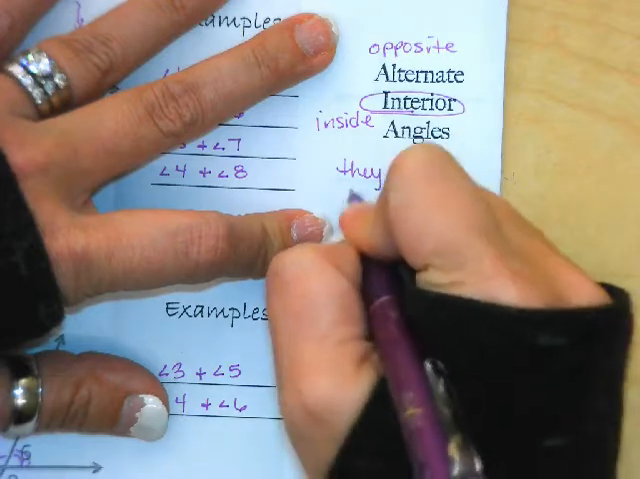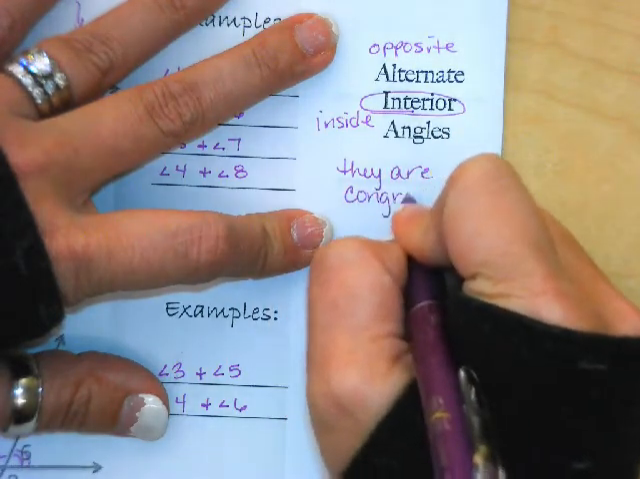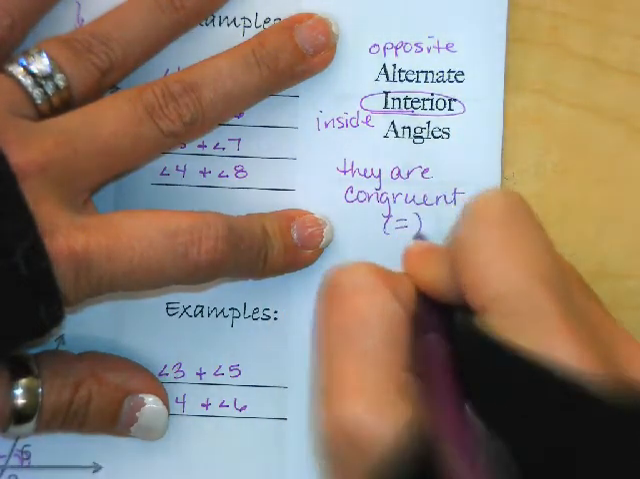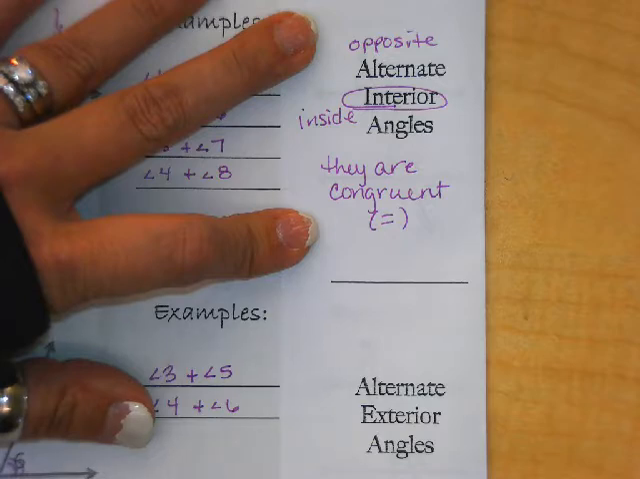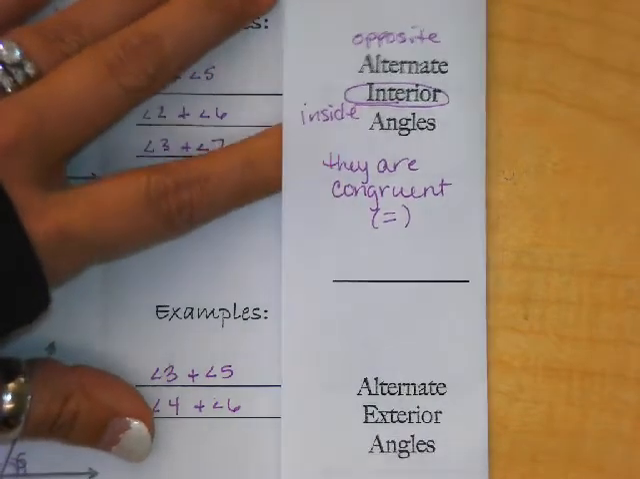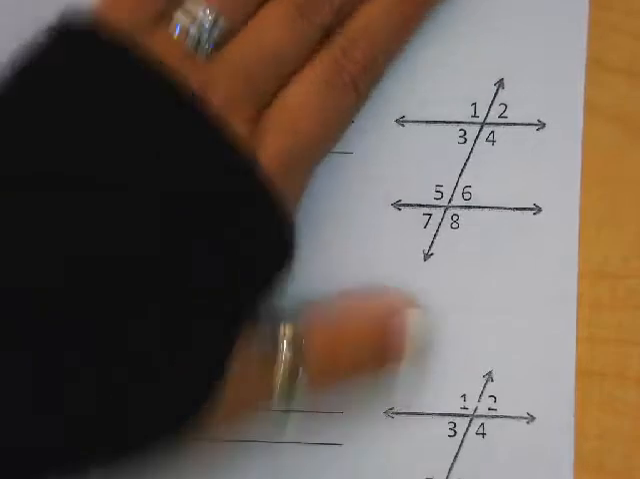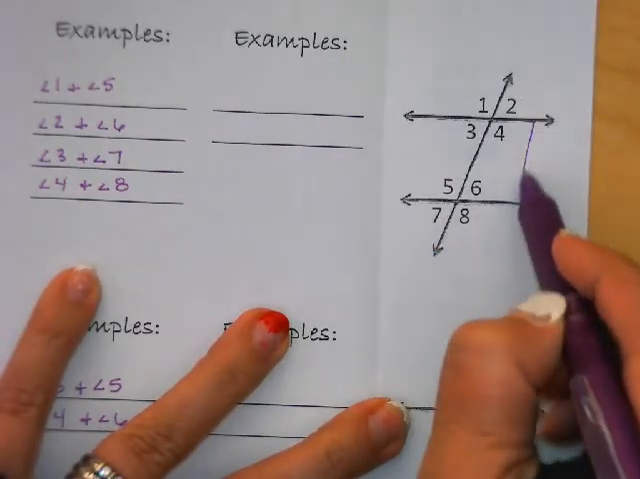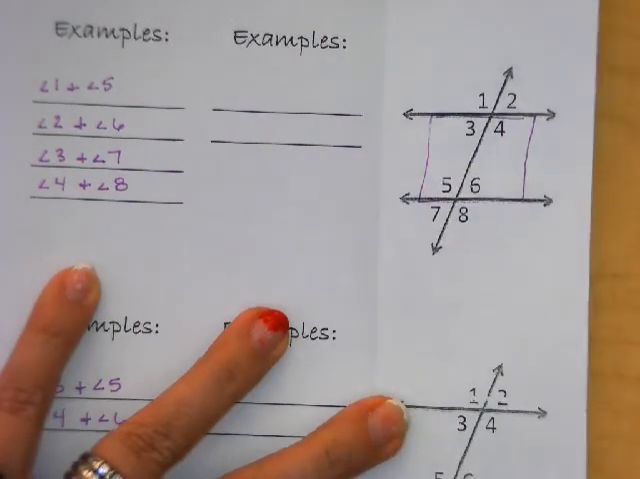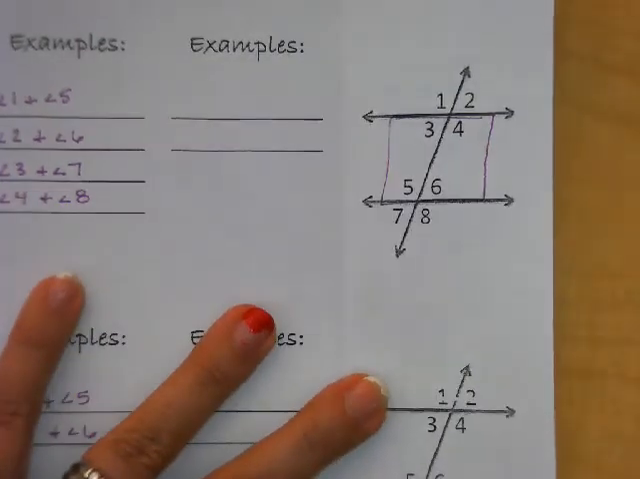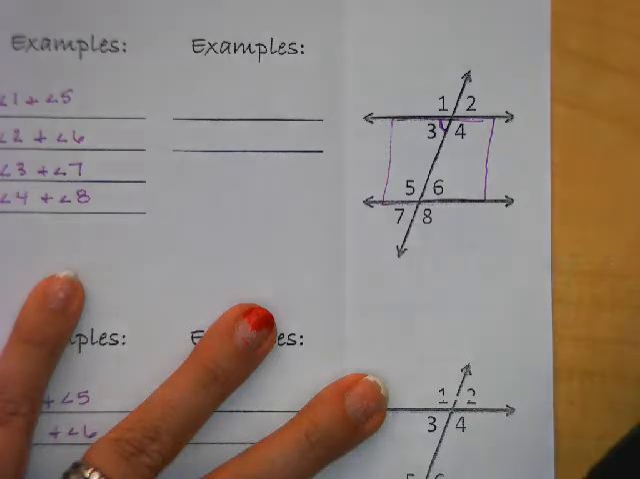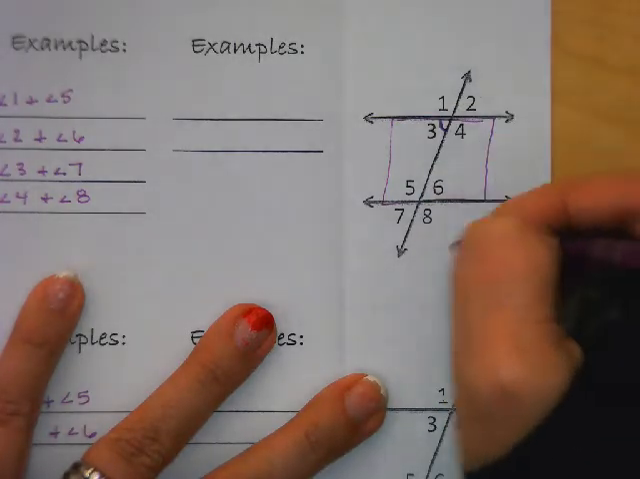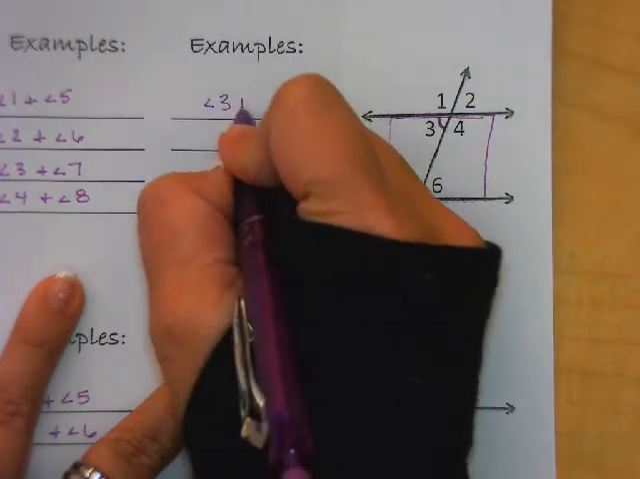What's another word for congruent? Very nice. Okay, opposite inside, meaning inside those parallel lines, opposite side of the transversal. So if I look here, we're only looking inside those parallel lines. So if I have angle 3, what is on the opposite side of the transversal but still inside? Angle 3 and angle 6.